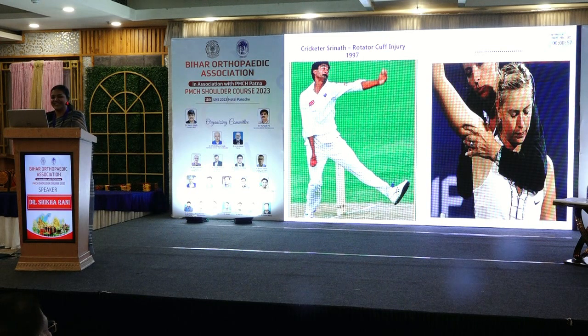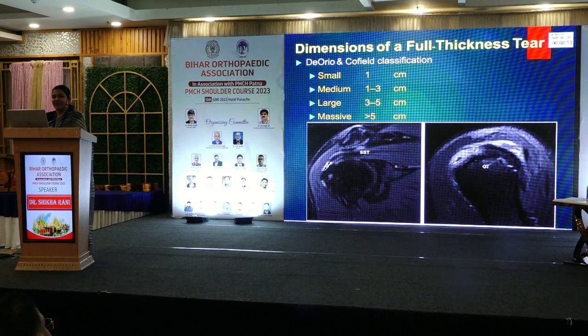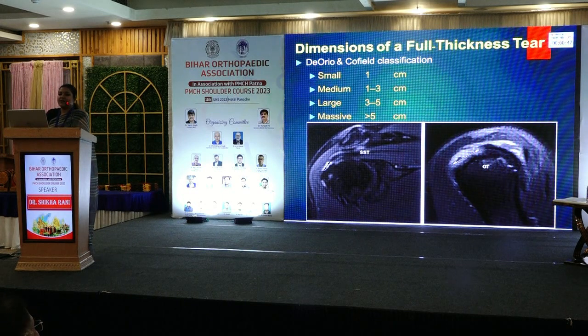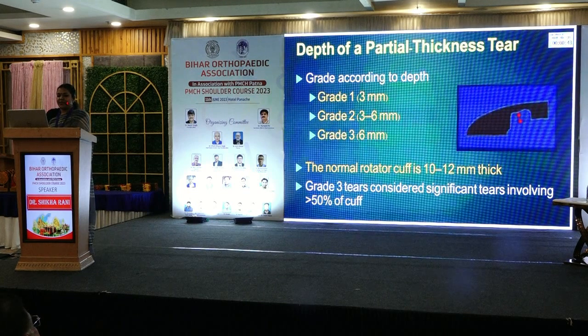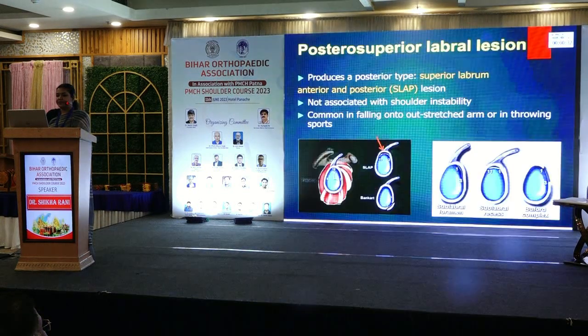Yeah, very good. This is Rembrandt tear at the greater tuberosity. Dimension of the tear, in partial thickness and full thickness, according to that: 1 centimeter, 1 to 3, 3 to 5. And for any tear, whether it is partial thickness, the total depth of the tendon is 10 to 12 millimeter. This is tendon retraction, which has already retracted up to the glenoid.